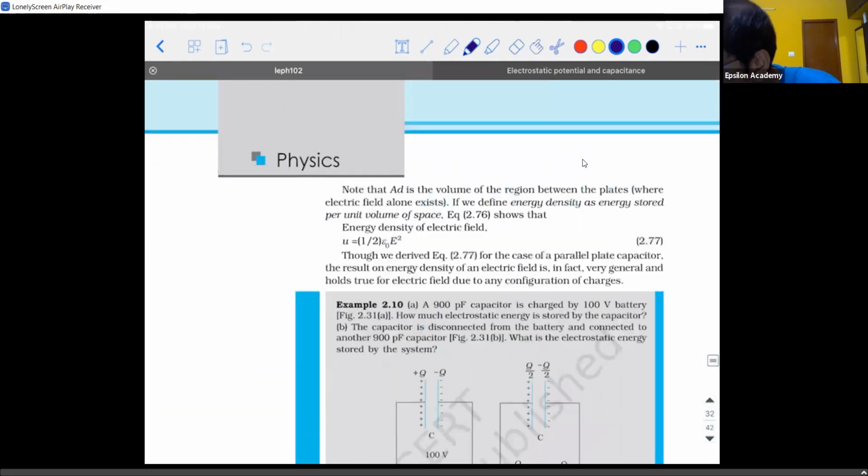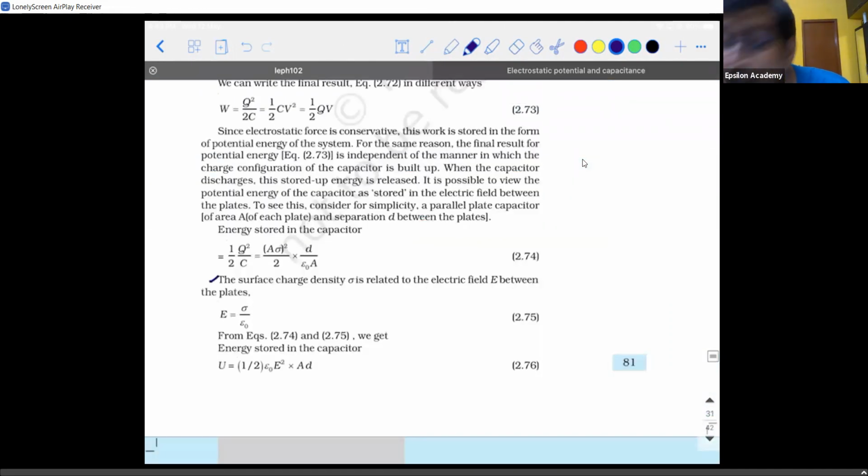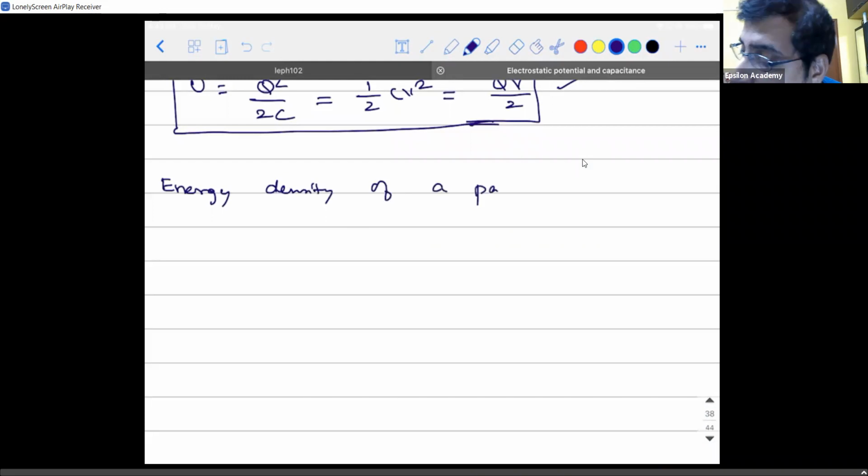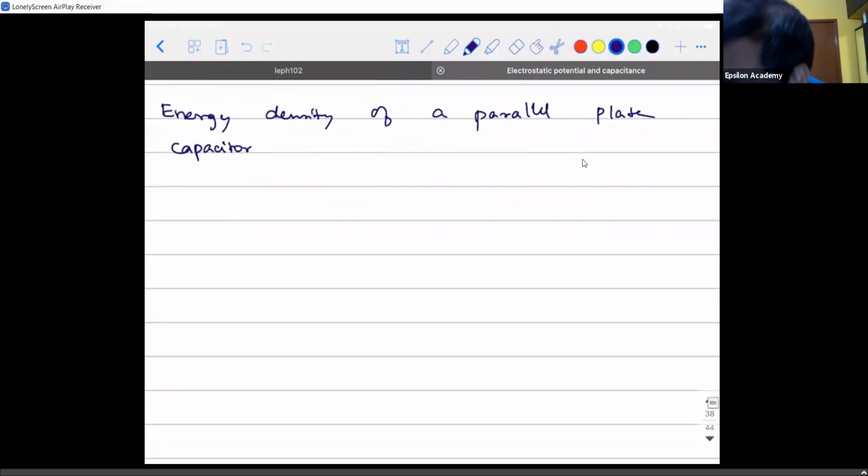Oh, sorry, there is another concept also called energy density. A last point. So write down energy density of a parallel plate capacitor. Generally, energy density is given by something like this.